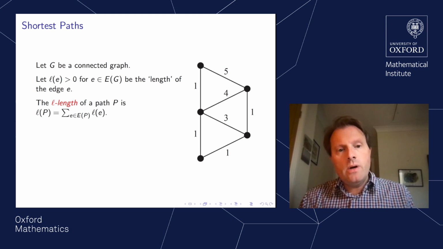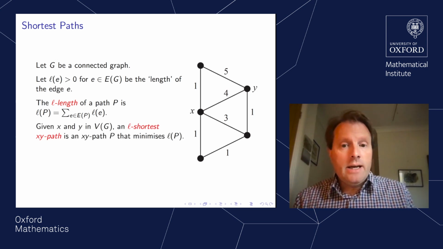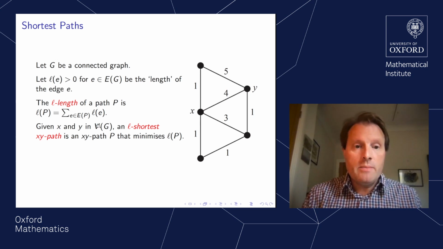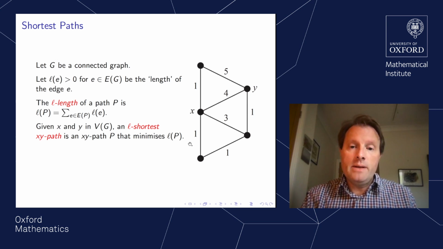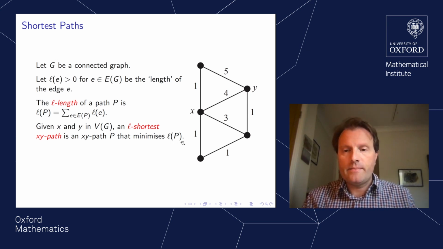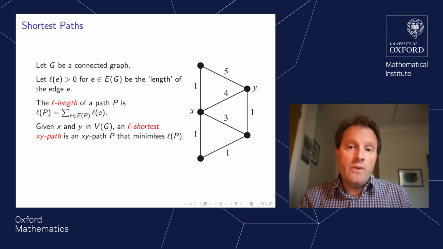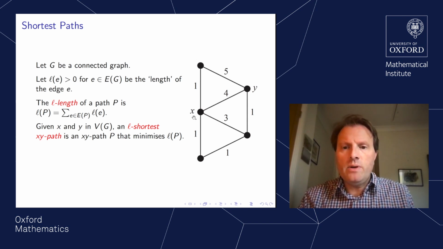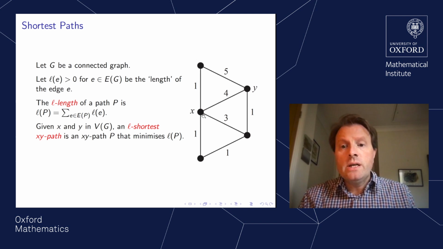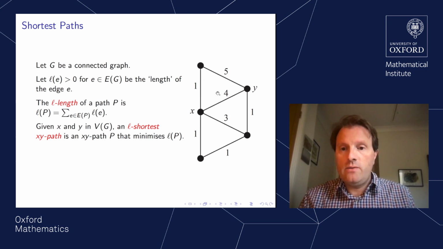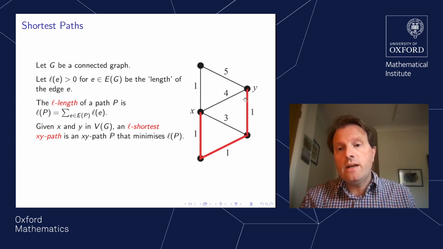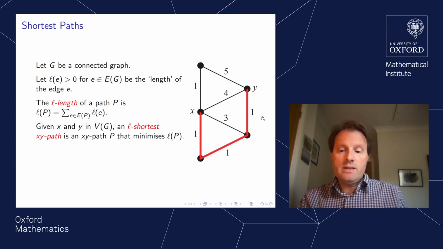Okay, so what we're interested in is L-shortest paths between two vertices x and y. An L-shortest xy path is, by definition, an xy path that minimizes the length. And it's not at all obvious how to find that. So, for example, in this example of these two vertices x and y, the most efficient route to get from one to the other is not to go along this edge here, because that has length 4. In fact, the most efficient route is to take this red path here, because that has length 3.